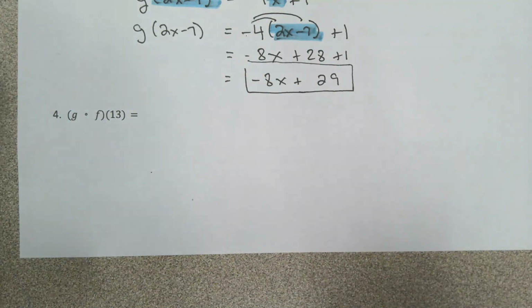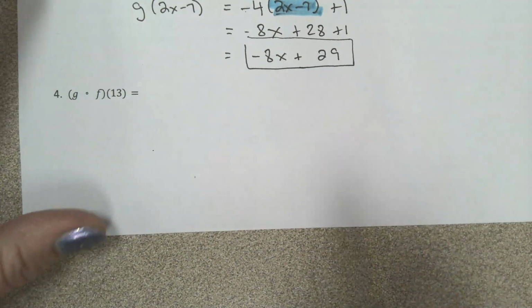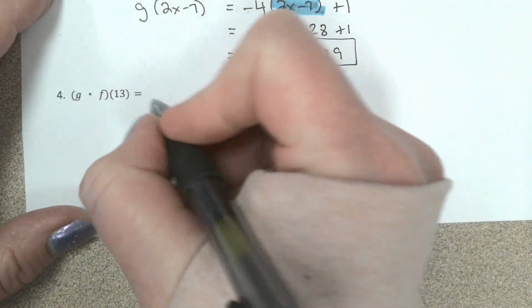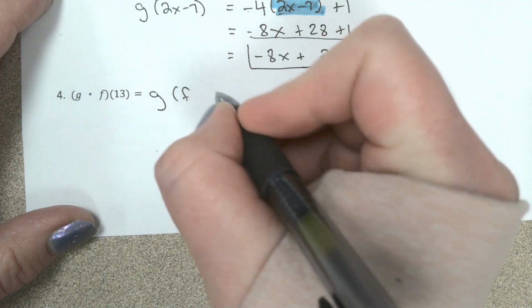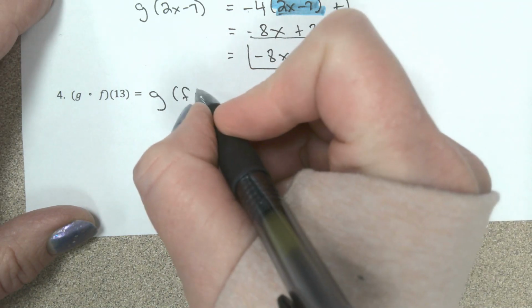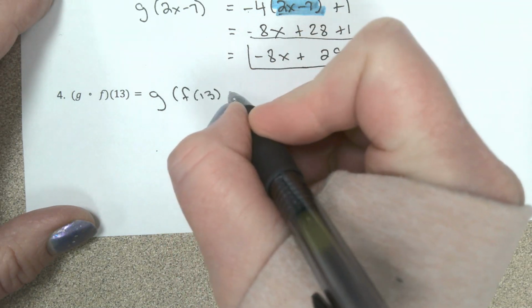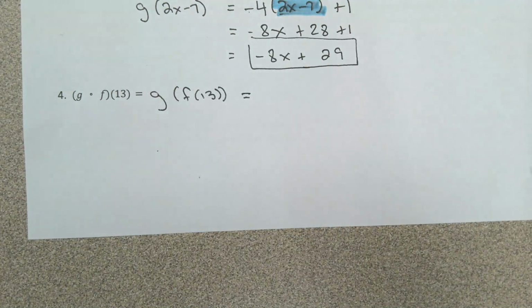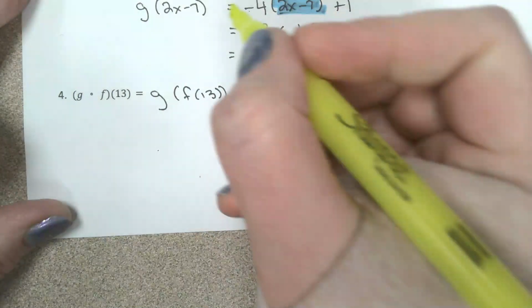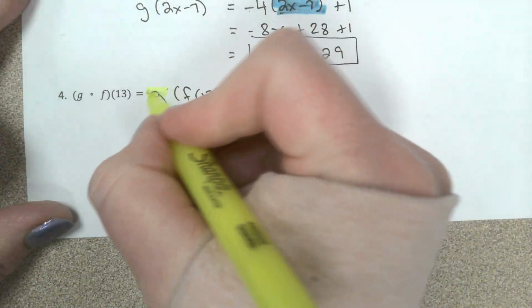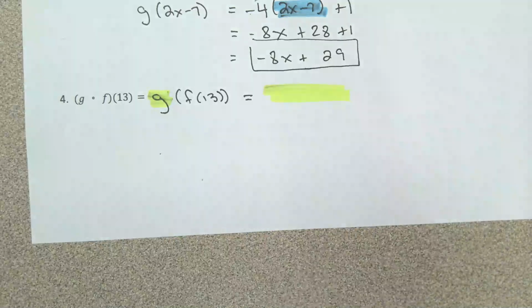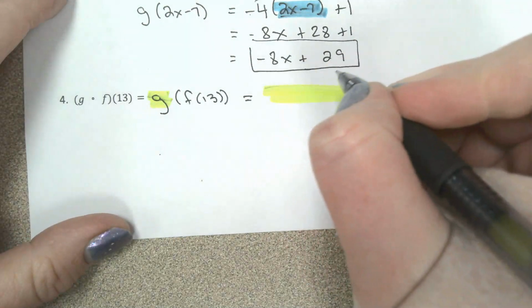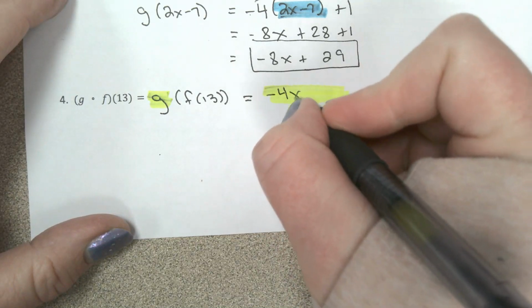All right, so here's another one with a number. So I have g of f of 13. The first thing I'm going to do is rewrite it as g of f of 13. And let's see, g is yellow today. Whatever letter comes first, that's my main function. So your g function is negative 4x plus 1.